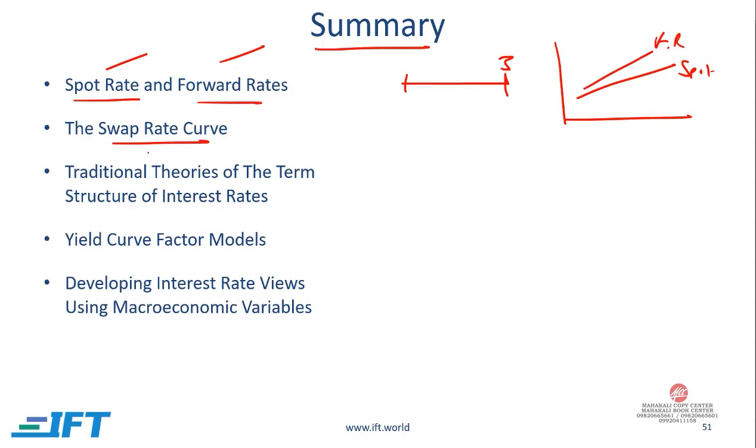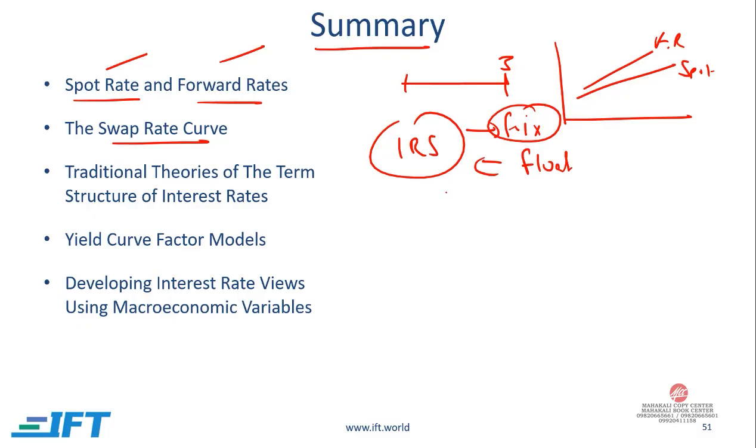With respect to the swap rate curve, these are derived from swaps. If we look at a regular interest rate swap, this plain vanilla interest rate swap will have a fixed leg and a floating leg. The swap rate is the fixed leg. We can have a 3-year swap, a 4-year swap, 5-year swap, and so on. So we can have swaps with different maturities. The fixed rate across the different maturities will give us the swap rate curve.